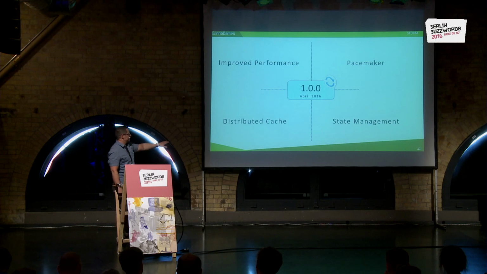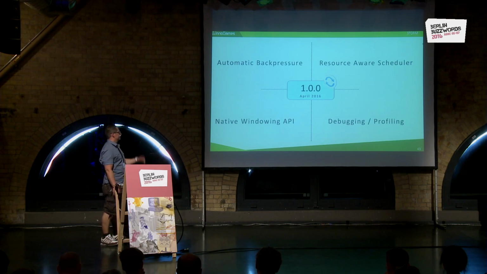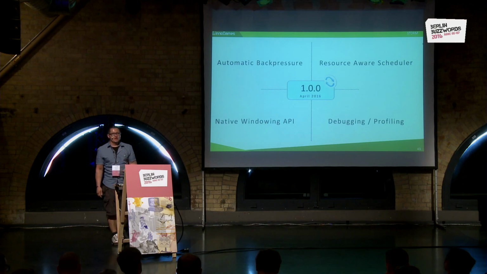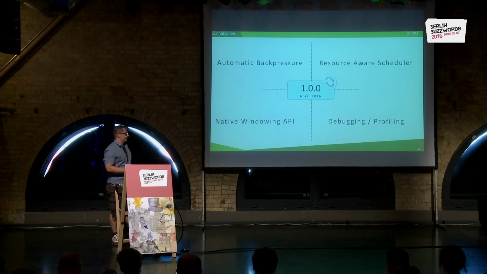And as you can see on the bottom, they also thought about how to store state for the different components. So now you have a distributed cache, and you also have state management. So it has quite cool features, and even more features, like back pressure, resource-aware scheduler. It now has a native windowing API, and you have improved debugging and profiling, especially in the Storm UI, if you ever seen that. So you can have tuple sampling and stuff like that. So they improved a lot.